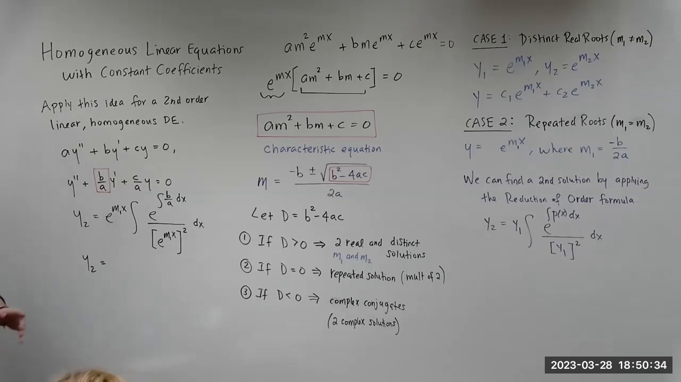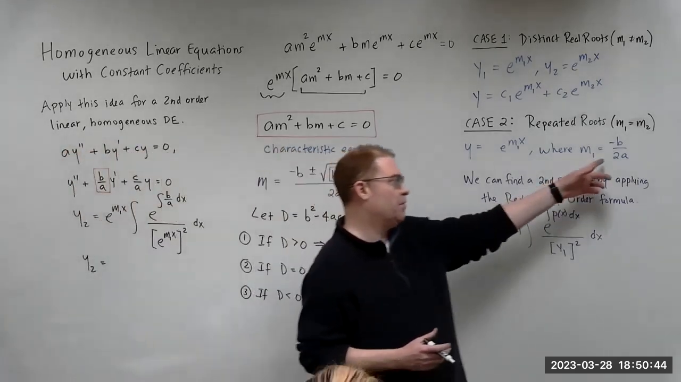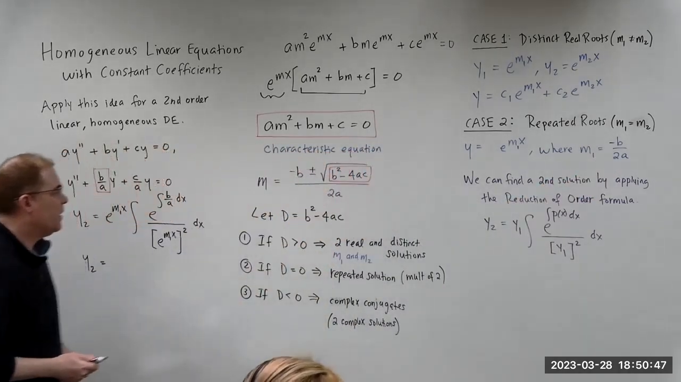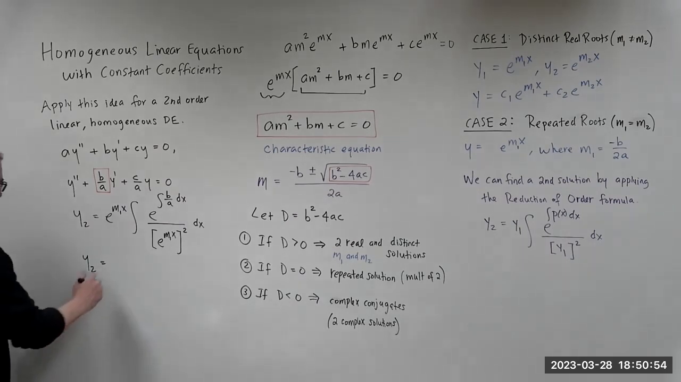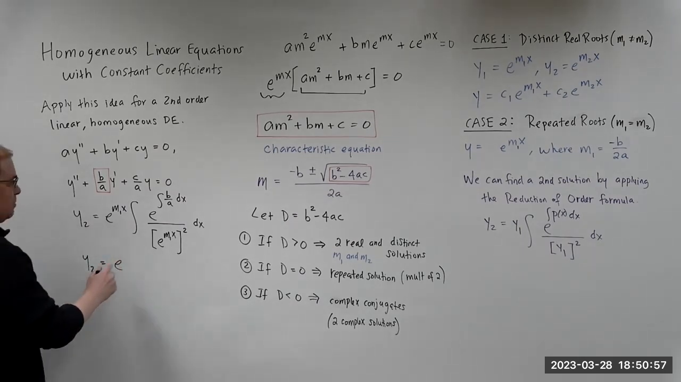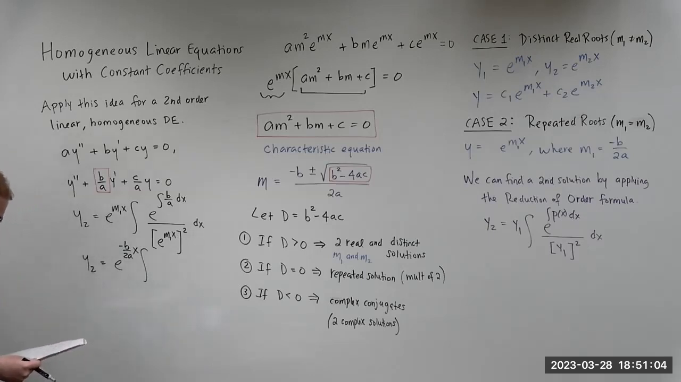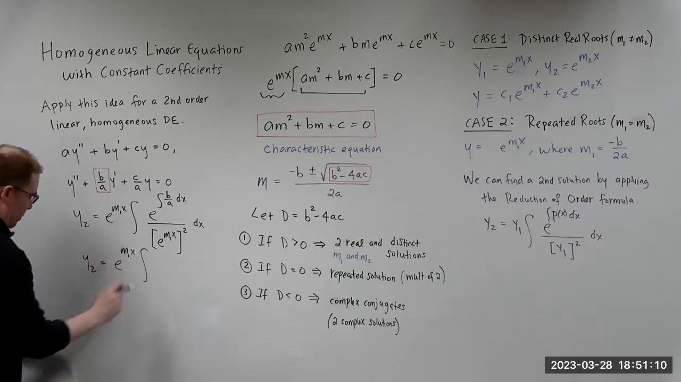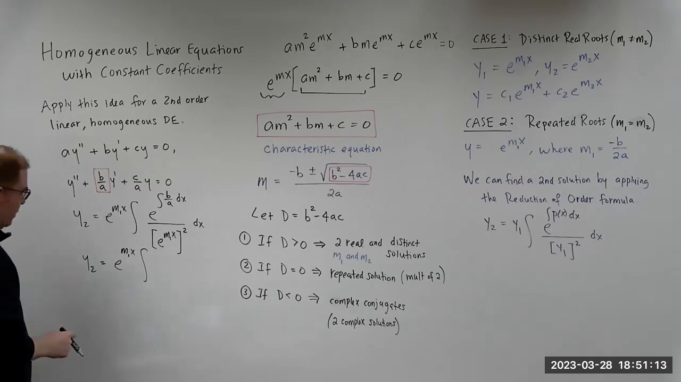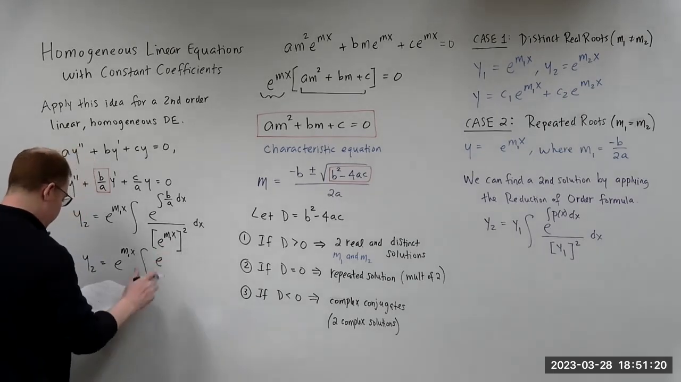going through the derivation for the different cases. For y2, we know m1 has this specific term, and that's just coming from the fact that this is zero. But this is for case two. So y2 is going to be equal to e to the m1 x, where m1 is just minus b over 2a. In fact, I'll just keep this as m1. We can plug everything in at the end so it doesn't get so messy. And so we have the integral of e to the integral.